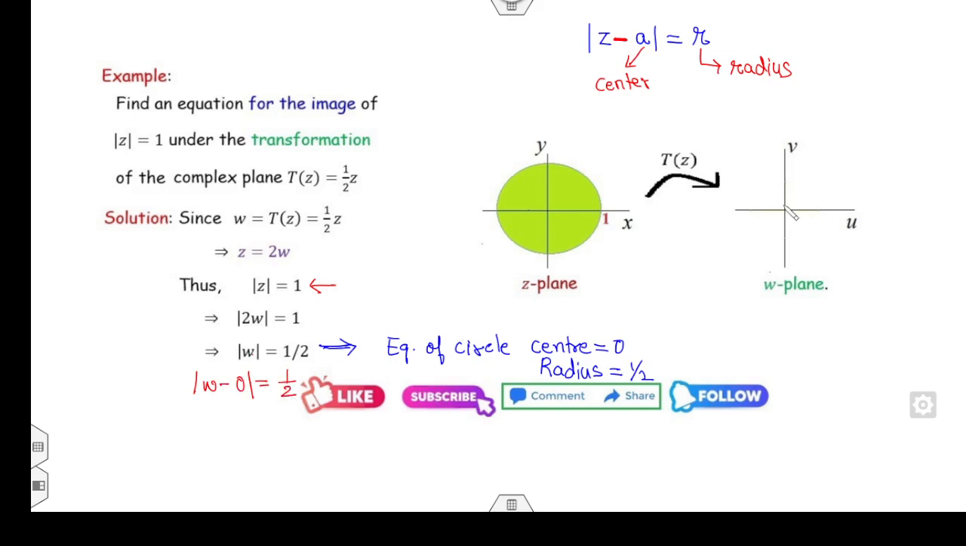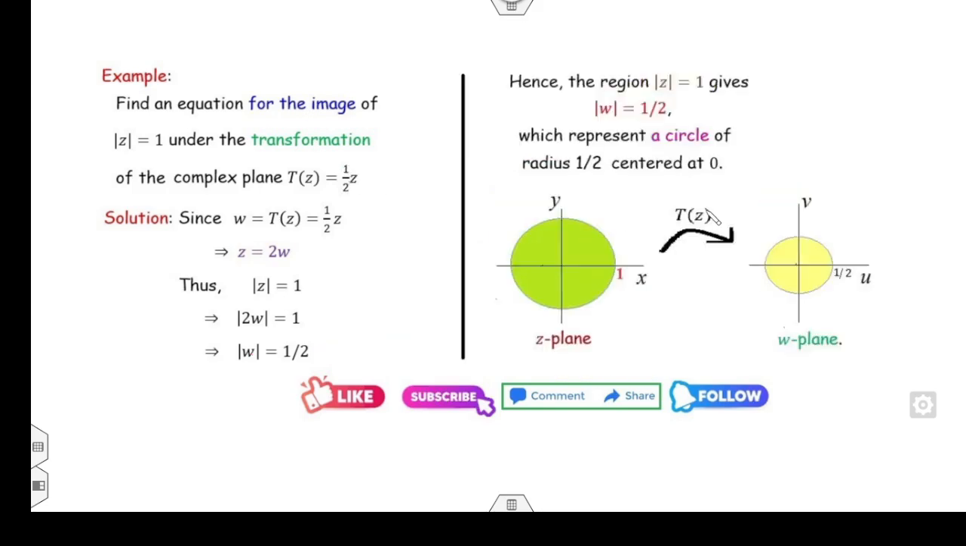So can you draw them? The center is 0, the radius is half. As I predicted, because k is less than 1, it is shrinking the circle. And again you can see it is the equation of a circle. So the shape in the z plane is a circle and the shape in the w plane is also a circle.